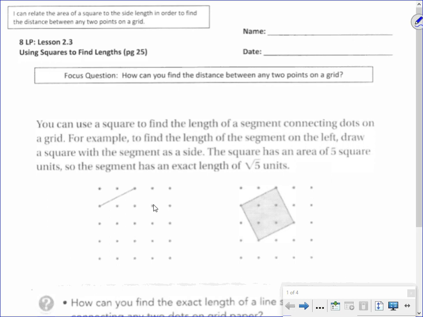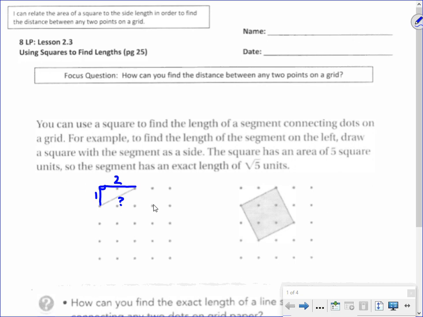So instead of making a square, to find this length, we can make something called a right triangle. So I got this line right here. I'm going to draw a line to connect and a line across, and now you see my right triangle, right? And I have a side length over here of 1 and a side length over here of 2, my 2 legs.